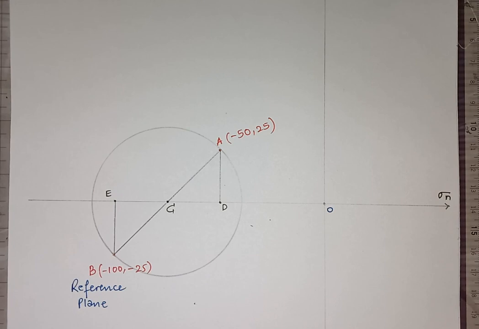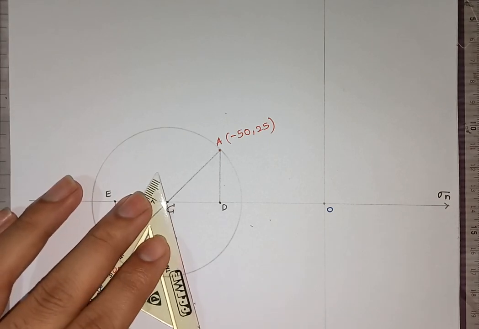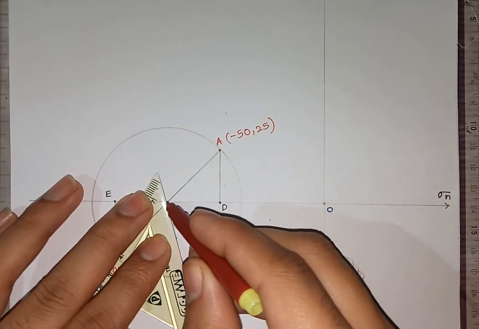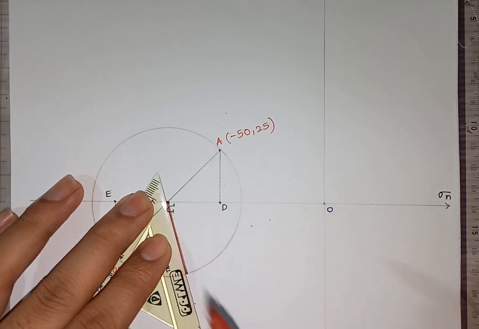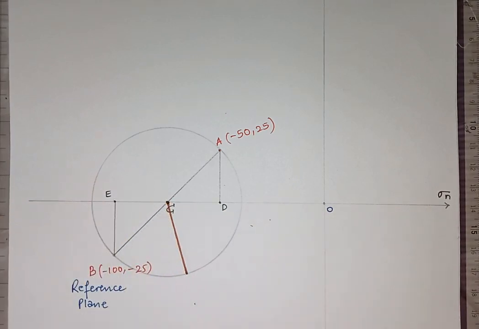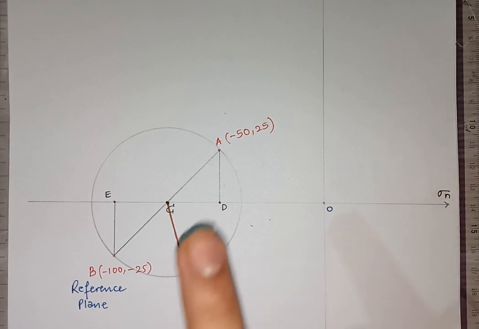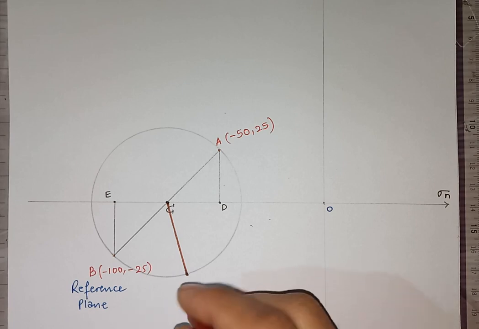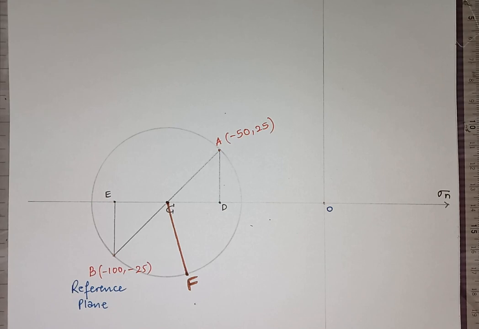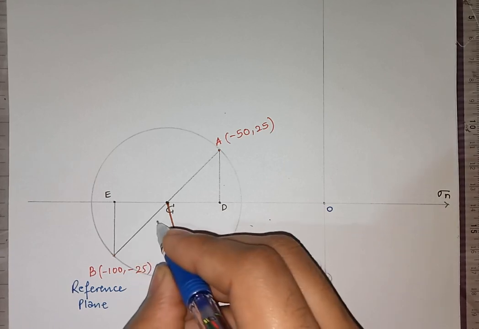In order to avoid confusion, I will be using the same colored ink that I used for the state of stress given in the problem. So you have points A, B, C, D, E. I'll call this point EF. Point EF is nothing but the oblique plane given to us in the problem, and it is making an angle of 2 theta degrees from my reference plane.